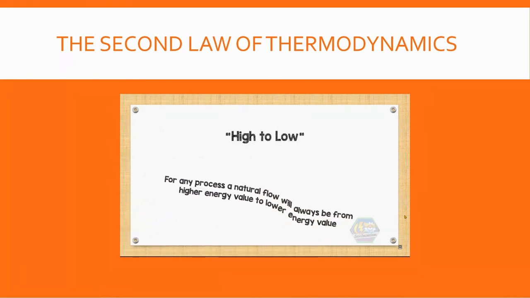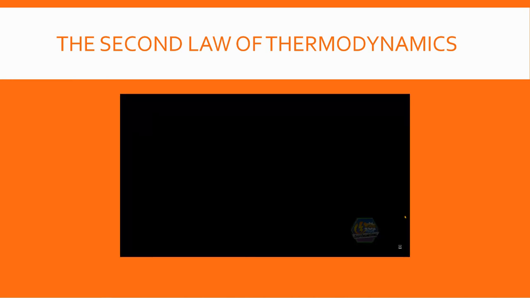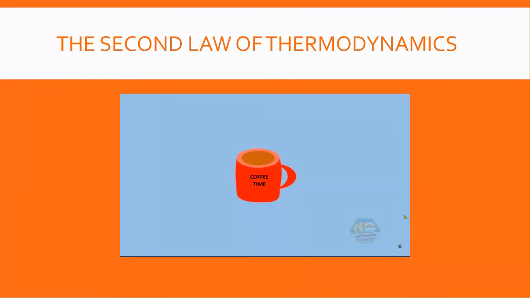For any process, a natural flow will always be from higher energy value to lower energy value. For example, coffee. The temperature of coffee is higher than its cup, and as it says, from higher energy value, the temperature of coffee gets transferred to the cup, which is cooler, lower energy value, and that's why the cup gets hotter.